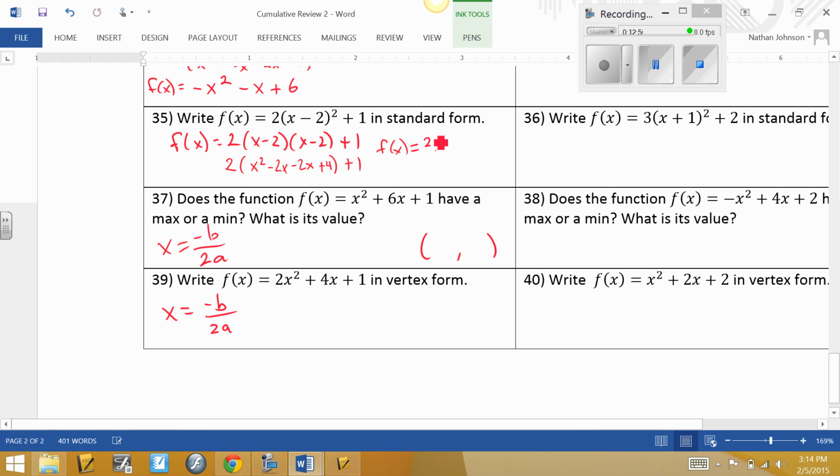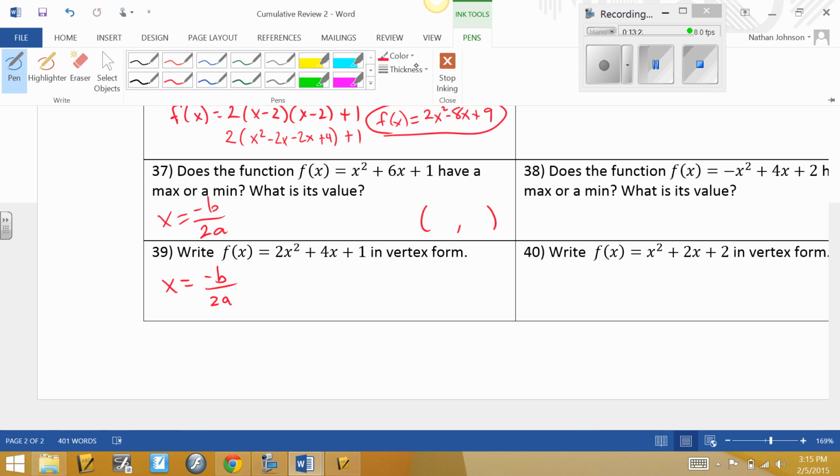2x squared, and then -2x and -2x make -4x. And when I multiply that by 2, it's a -8x. And then I multiply this 4, it becomes a plus 8. But then I still got this plus 1. And instead of writing that on a new line, I'm just going to combine 8 and 1 together. So my final answer is just a plus 9 right here. And that's the equivalent function written in standard form instead of vertex form.